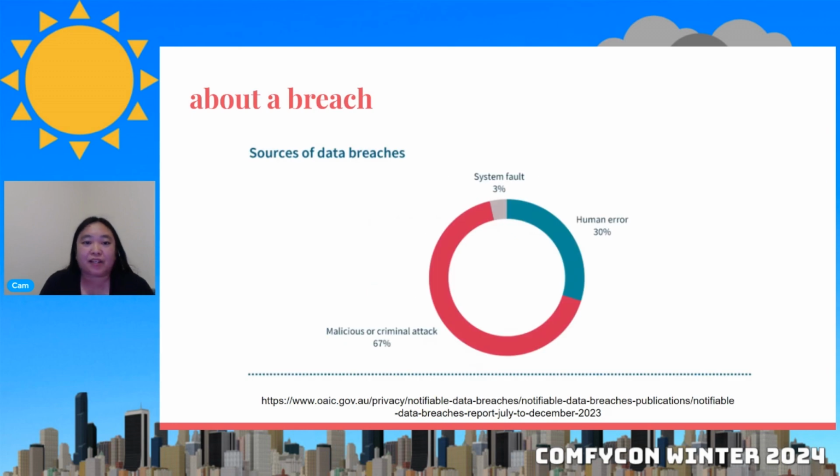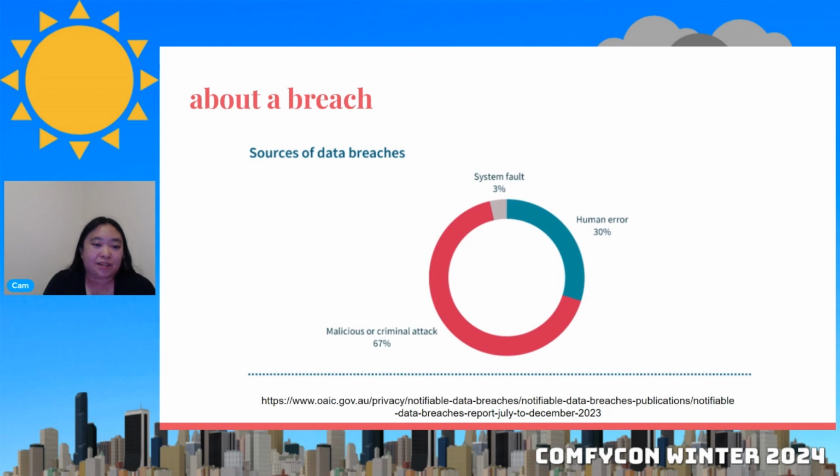In this particular case, this particular issue was actually a system fault. But system faults only make 3% of the potential breaches, in this case, in the 6 months to December 2023. You'll see that quite a large proportion are malicious attacks or criminal attacks, so your typical ransomware, scams and the like. But there's actually a good proportion where it's related to human error.